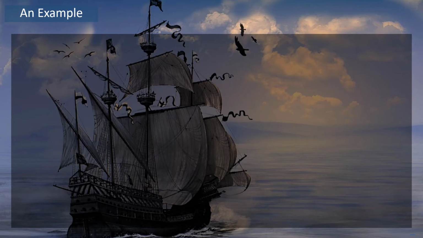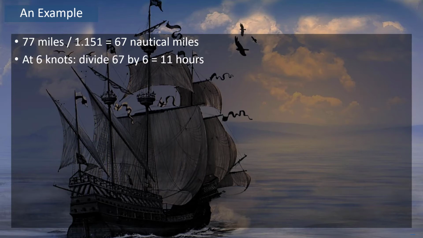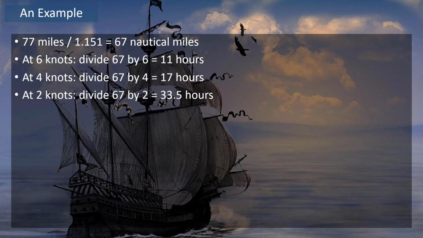Let's look at an example. If we had 77 miles, we would divide that by 1.151 to get 67 nautical miles. Traveling at 6 knots, we would take the 67 nautical miles, divide that by 6 knots to get roughly 11 hours of continuous sailing. At 4 knots, it would take 17 hours, and at 2 knots, it would take 33.5 hours. So it's really not as hard as it seems.